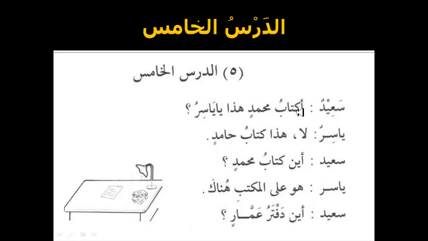So here we have Saeed asking, Yasser, is this Muhammad's book? Now I'm just doing a translation, not a word for word translation. This is the meaning of the sentence. And here we have, no, it is not Muhammad's book. Where is Muhammad's book? It is over there. And here we have, where is Ammar's notebook or copybook?